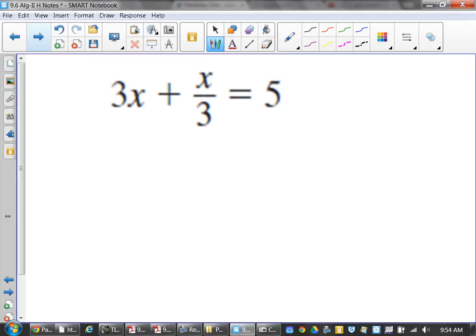Now, I have 3x plus x over 3 equals 5. What am I going to multiply everything by? 3. Multiply everything by 3. So you have 9x plus x is 15. Well, we're going to start shortcutting. Distribute the 3 to everything. You get 3 over 3, which is 1. 3 times 3 is 9. 5 times 3 is 15. I'm just doing some shortcuts.